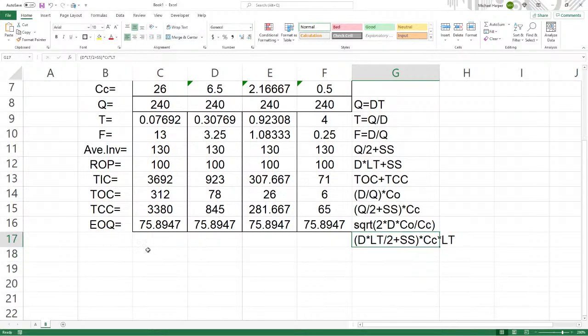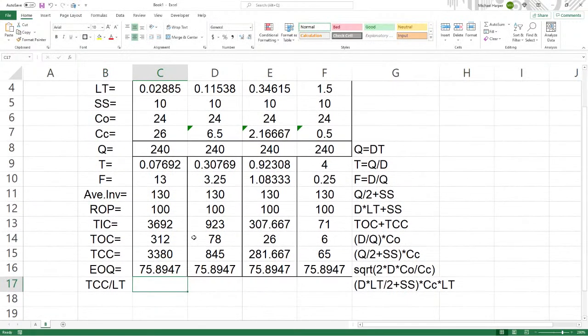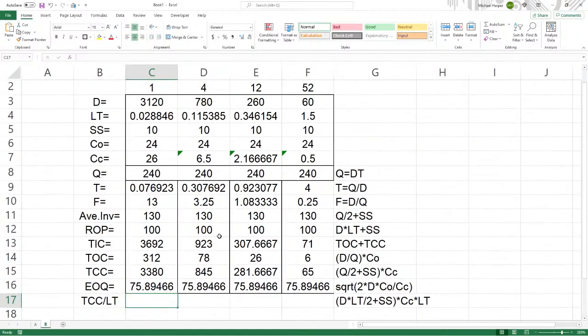Okay, so let's see how this plays out. This is our total carrying cost per lead time. Okay, and so this will equal our demand. Whoops. There we go. Equals our demand. Let me reduce this down a little bit. There we go.